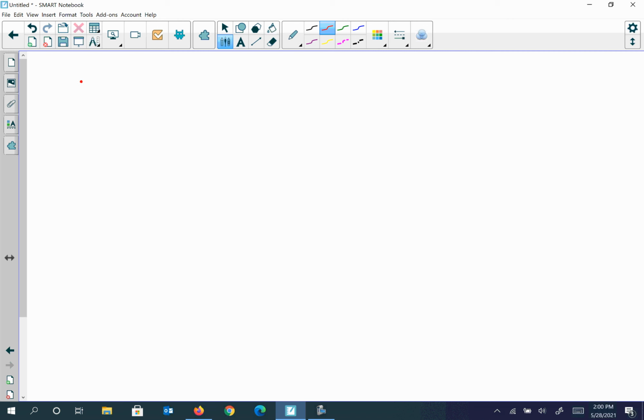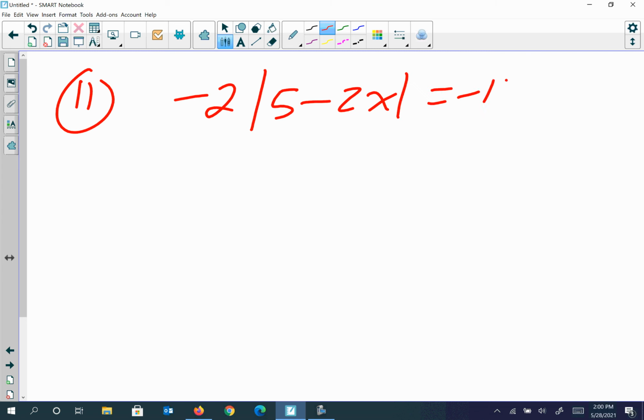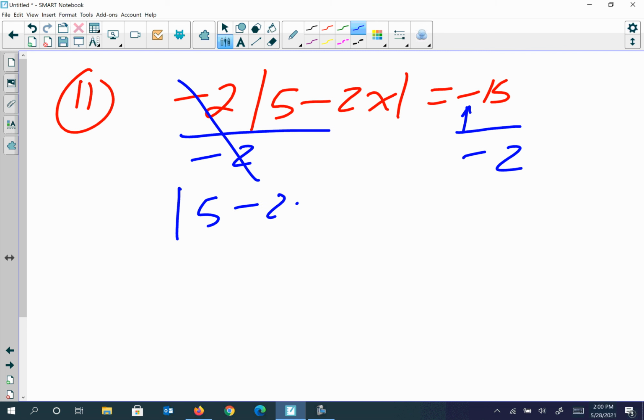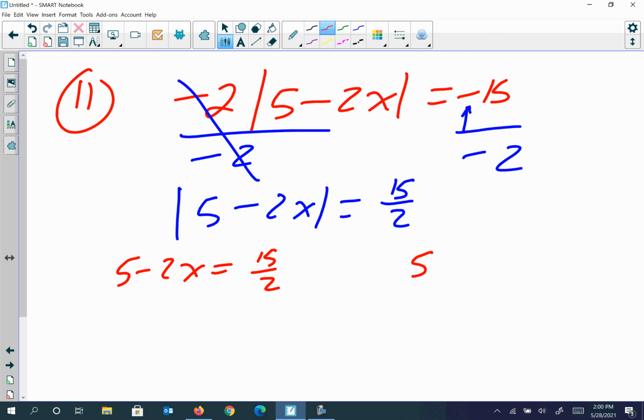And the last problem, number 11 on this page. I have negative 2, and then 5 minus 2x equals negative 15. Now remember earlier we said when you have the negative over on this side, it's not going to work. Well, in this case it would work because I'm going to divide both sides by the negative 2. And then that changes it to 15 over 2. Okay, and then you go to solve this, and you get 5 minus 2x equals the positive 15 over 2. And then 5 minus 2x equals negative 15 over 2.